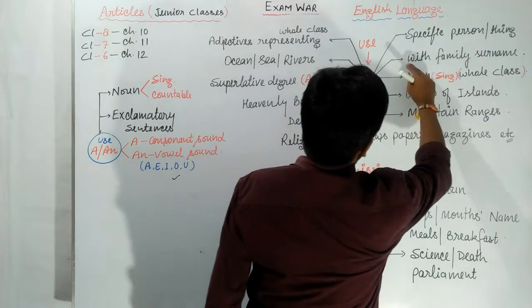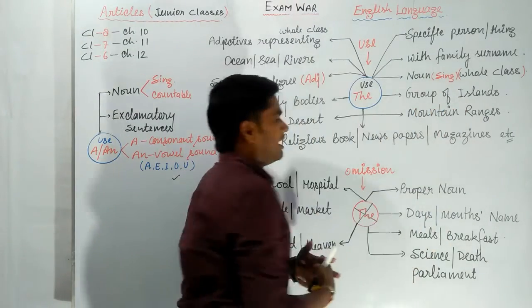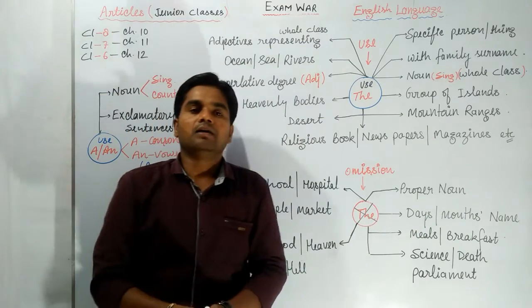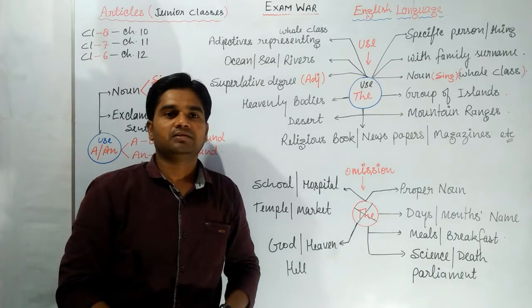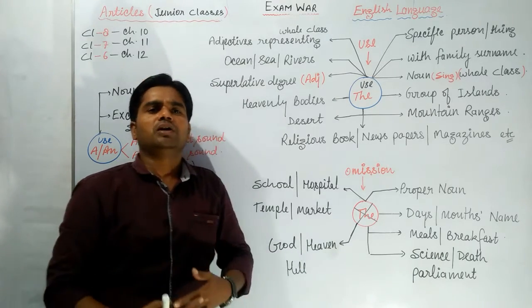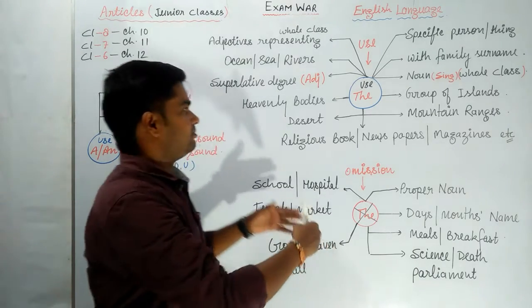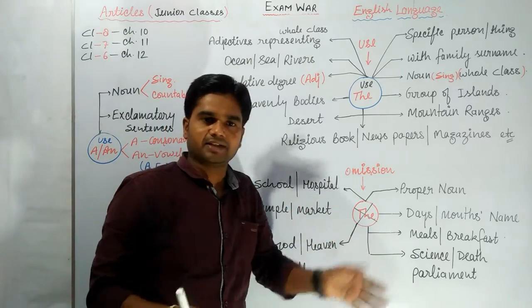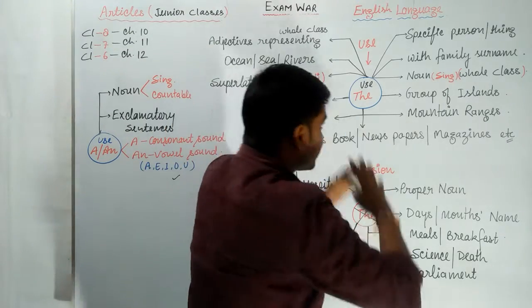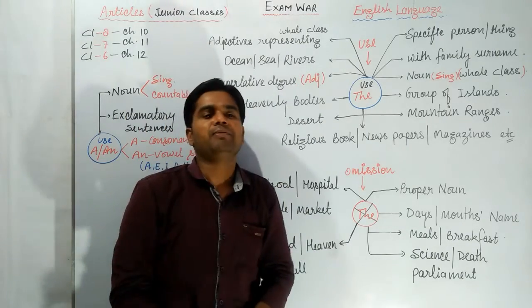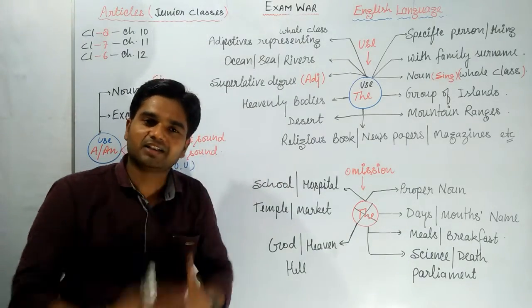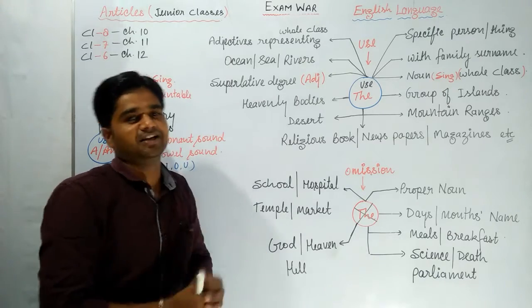Second point, with the family surname, like we say the Sharmas, the Varmas, and some others also, the Satyamurthis, like this. With the surname, when we want to refer to the whole family, then we use article the before that surname.